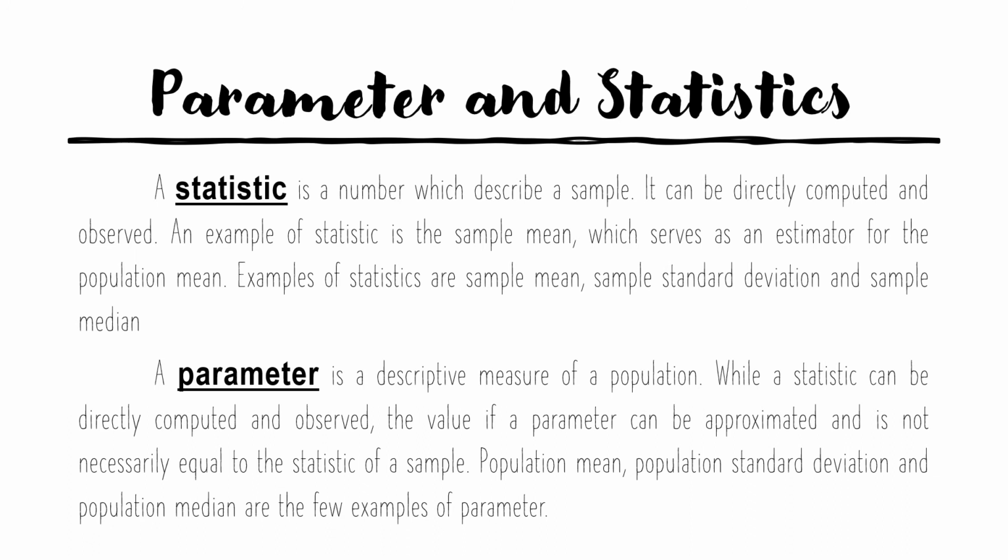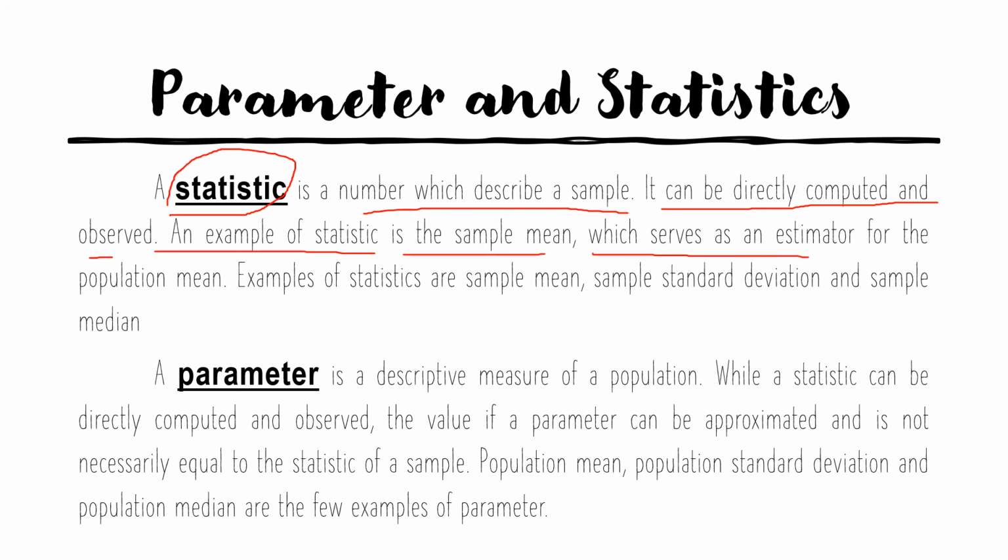So let's deal now with parameter and statistics. A statistic is a number which describes a sample. It can be directly computed and observed. An example of a statistic is the sample mean, which serves as an estimator for the population mean because it will represent your population mean partially, but not equal to your population mean. Examples of statistics are the sample mean, the sample standard deviation, and the sample median.